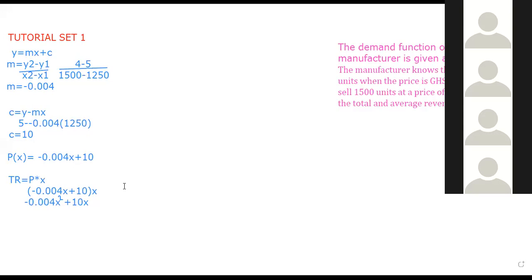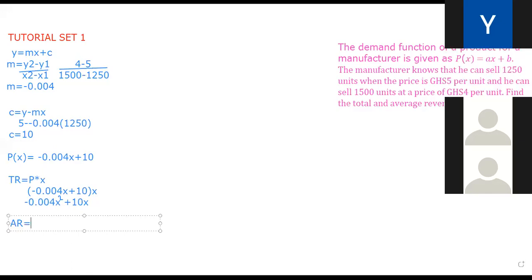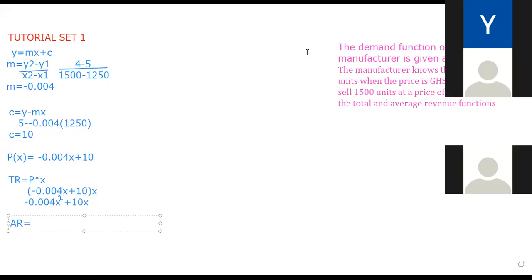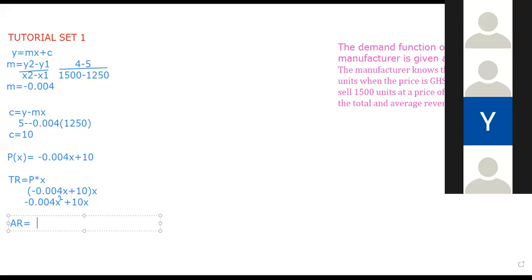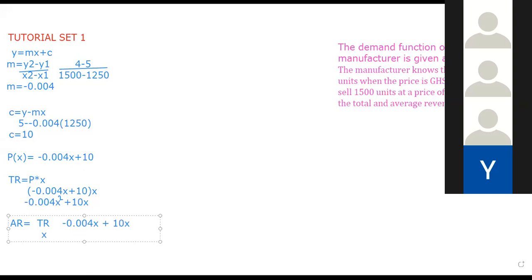Now move forward. It says average revenue function. So how do you find average revenue? Who can tell me? Average revenue, AR. That's right. Yes, ma'am. Okay, so the total revenue over the quantity. Yes, total revenue over quantity, that's good. So TR over X is your average revenue. So you have your TR to be negative 0.004X squared plus 10X divided by X.